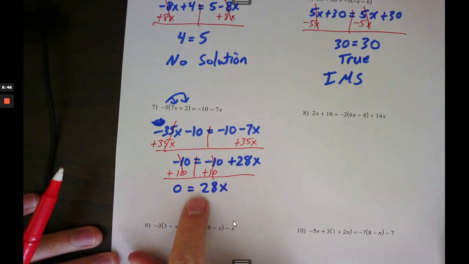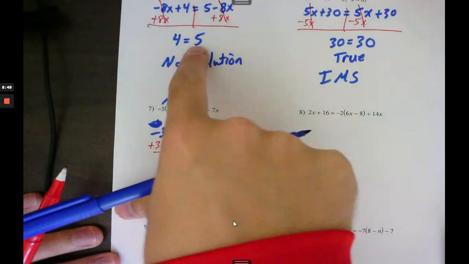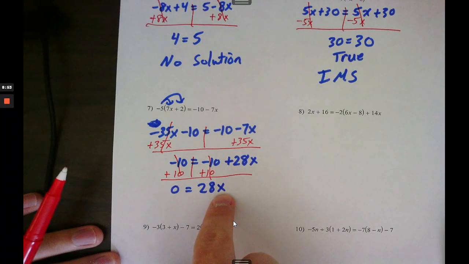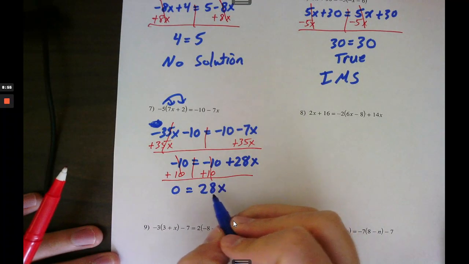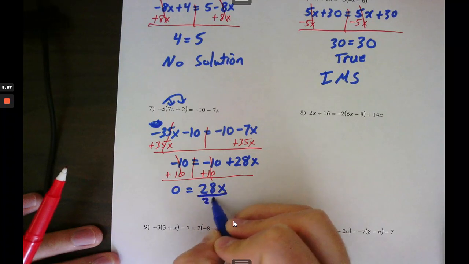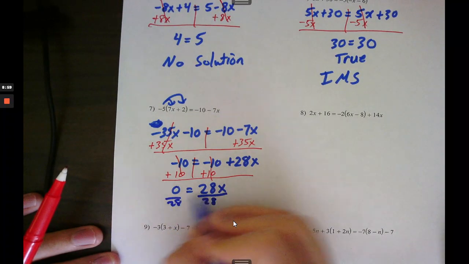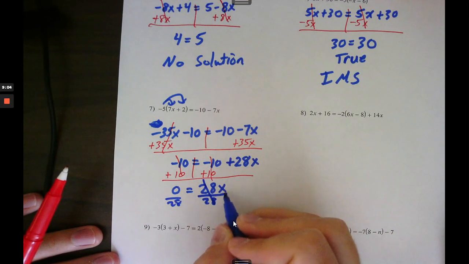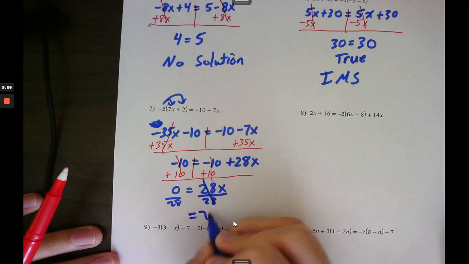Now, this one is different from the previous one up here. I still have an x. So I can't say that this is no solution. I have to solve for x. I divide by 28, which cancels that out. But it leaves me, because when I undo a division, the x does not go away. So I'm left with x.